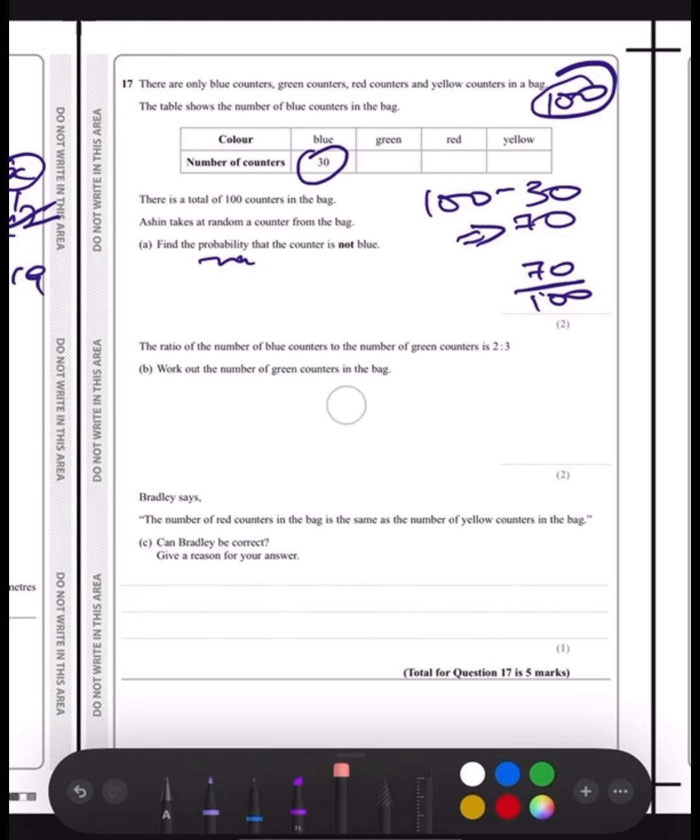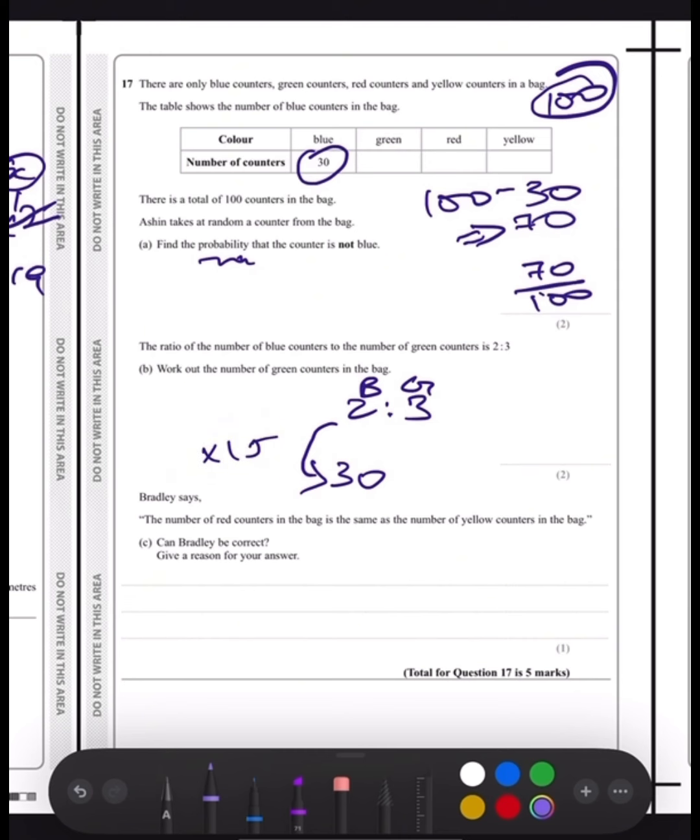So firstly, we write 2:3, blue, green. We already know that blue is 30, right? So if blue is 30, how much is green? Firstly, we look at the difference between 2 and 30. How much did we multiply 2 by to get 30? We multiplied it by 15.